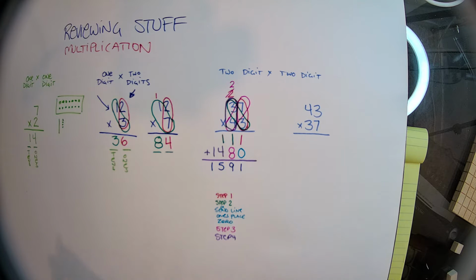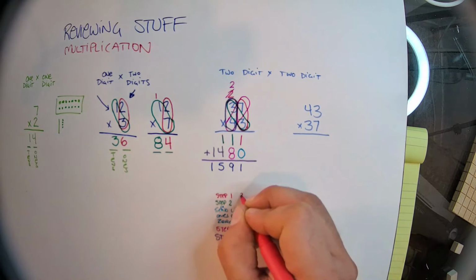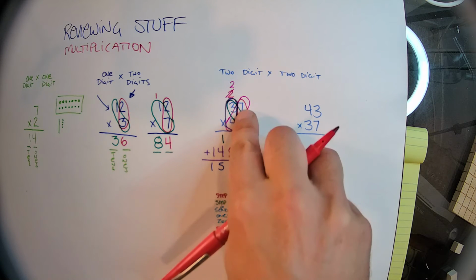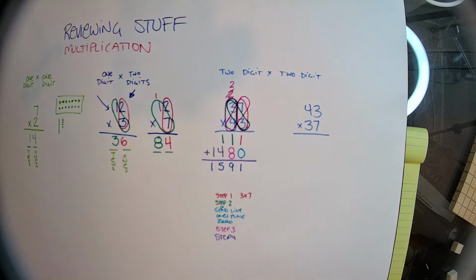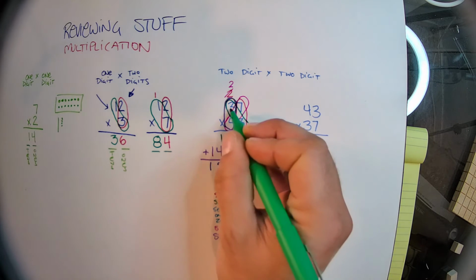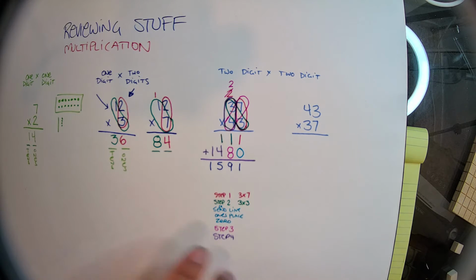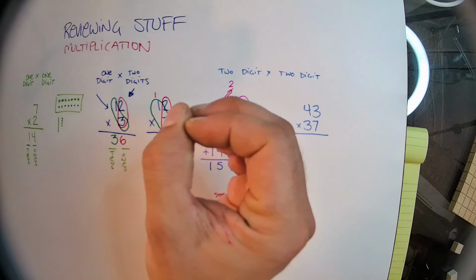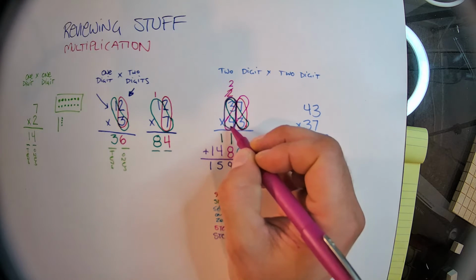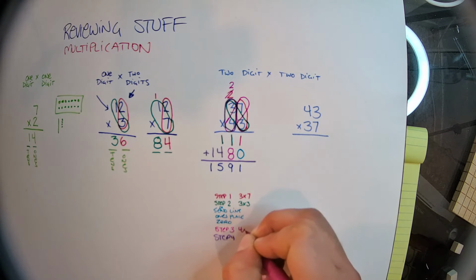All right, so when we did, step 1 was 3 times 7. So it was the bottom ones times the top ones. All right, step 2 was bottom ones times top tens. So we did 3 times 3. Then we did second line, ones place, 0. And then after that, we did the tens at the bottom times the ones on the top. So we did 4 times 7.